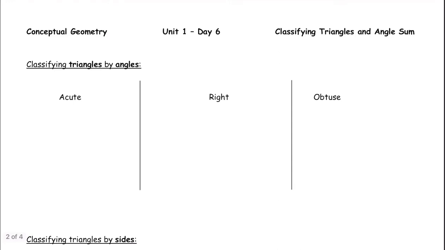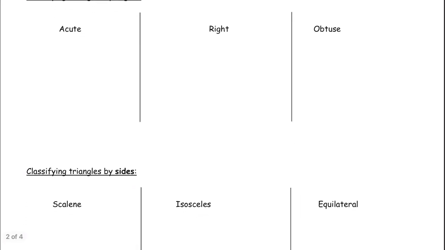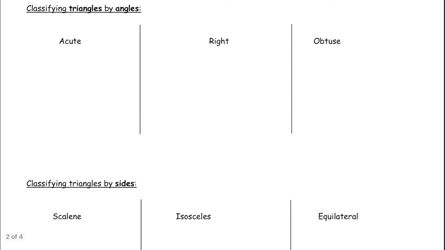We're going to start by classifying triangles by angles. We've got three types: acute, right, and obtuse. So I'm going to start with an acute triangle. I'm going to sketch one first, and then notice what it contains. Three acute angles.